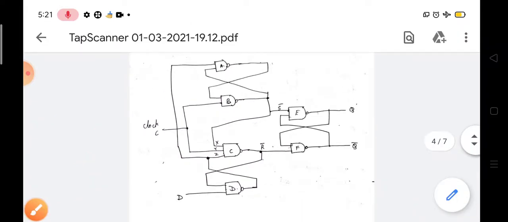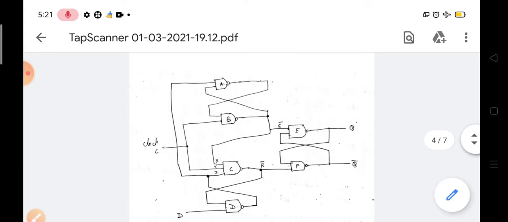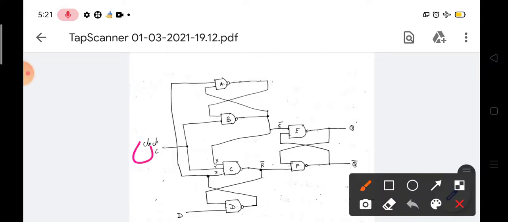So coming back to this gate, now I'll try to explain the analysis of this. See, when the clock input is 0, I'll say, first case when this is 0, clock is given to gates B and C, it means the outputs of B and C become logic 1.